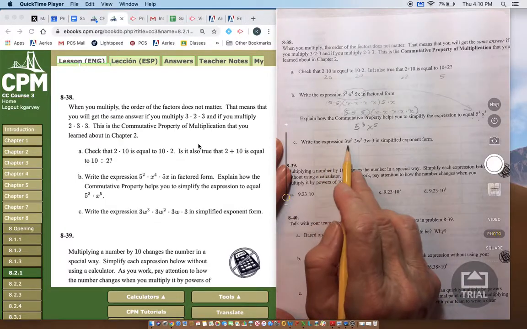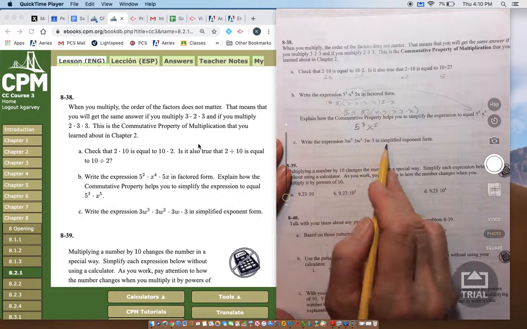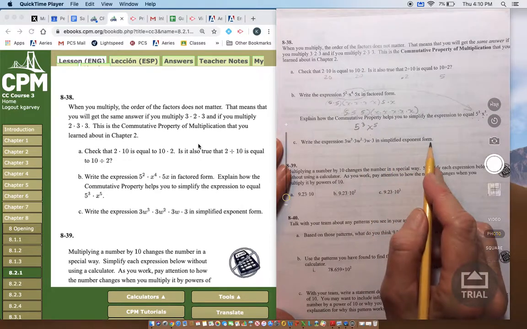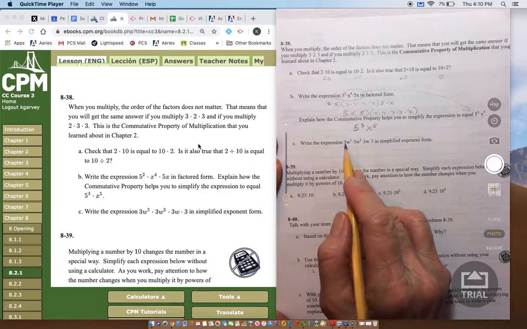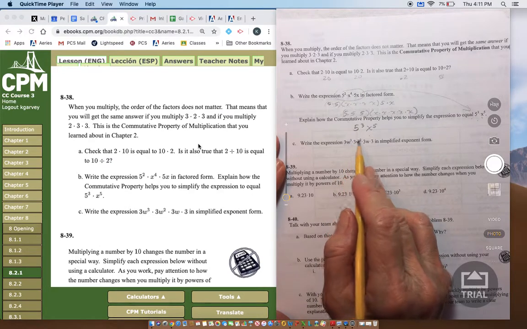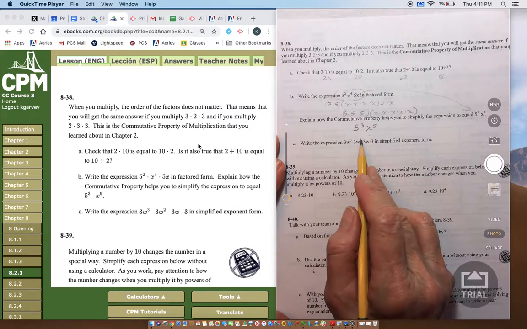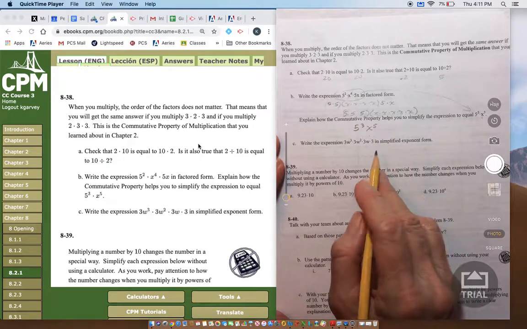So if we were looking at this problem and we wanted to write it in simplified form, we can do it two ways. We can use the rules that we created on the first page, where we know that if the base is the same, we can just add the exponents, or we can factor out the whole thing. So let's do it both ways.